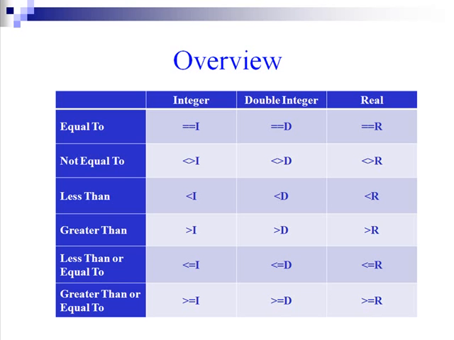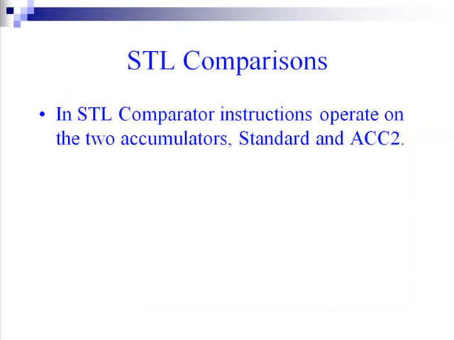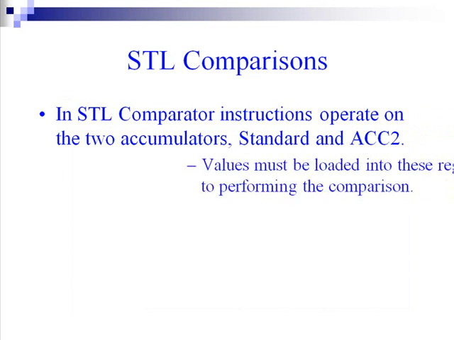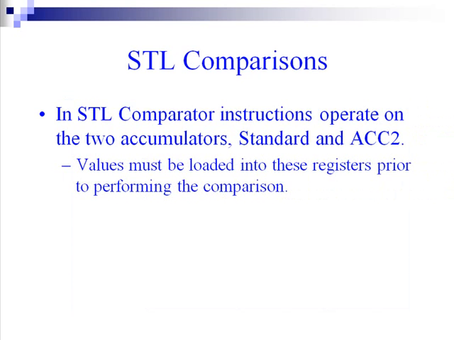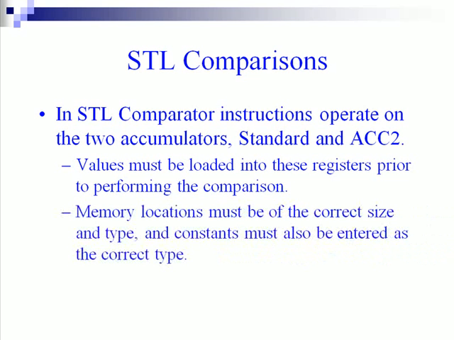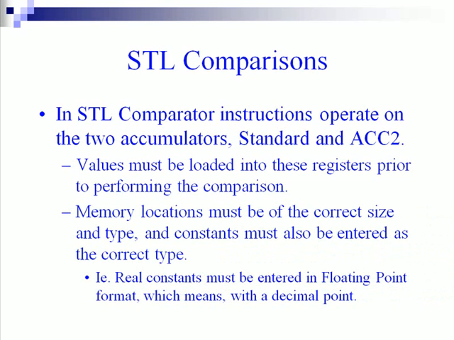In STL, comparator instructions operate on the 2 accumulators, the standard and ACC2. The values to be compared must be loaded into these 2 registers prior to performing the actual comparison. Each can be configured as either a memory address or as a constant value. Memory locations must be the correct size and data type, and constants must also be entered as the correct type. For example, when performing a real comparison, constants must be entered in floating point format, which means with a decimal point.